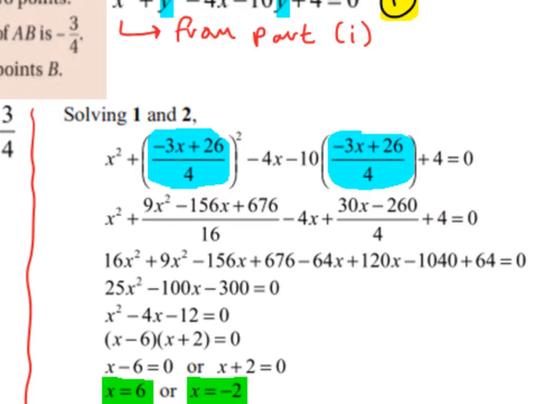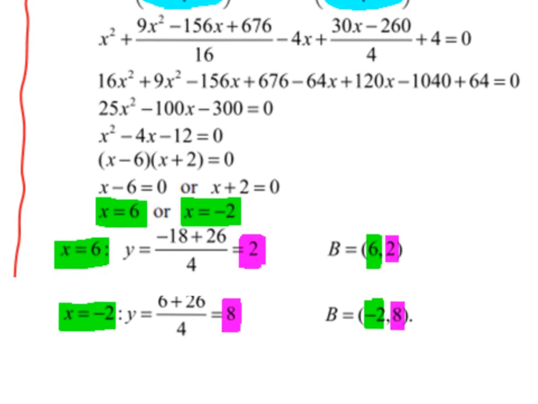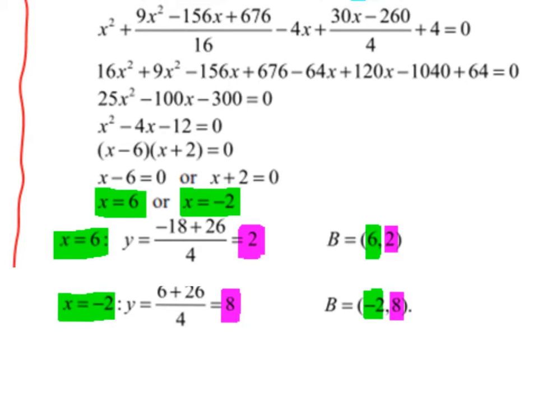Then we simplify. 16x squared and 9x squared is 25x squared. Minus 156x minus 64x plus 120x is minus 100x. 676 minus 1040 plus 64 is minus 300. Then we divide across by 25. So we get x squared minus 4x minus 12 is equal to 0. We factorise to get x minus 6 times x plus 2. And then we solve. So x is equal to 6 and x is equal to minus 2.